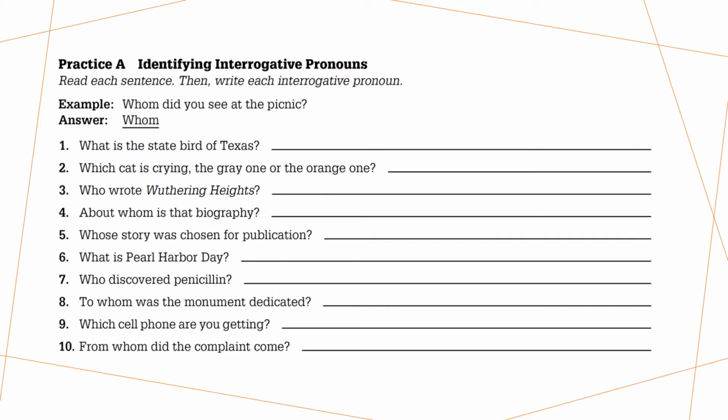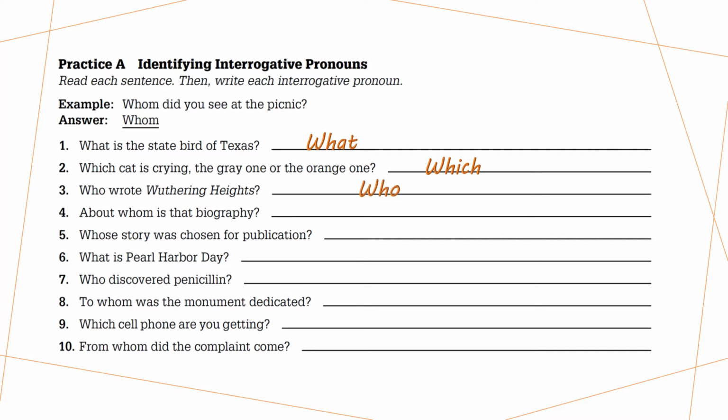For example, whom did you see at the picnic? The answer is whom. Whom is the interrogative pronoun. Number 1, what is the state bird of Texas? The answer is what. Number 2, which car is crying? The answer is which, of course. Usually you find them at the beginning of the sentences, because with them we start the questions.